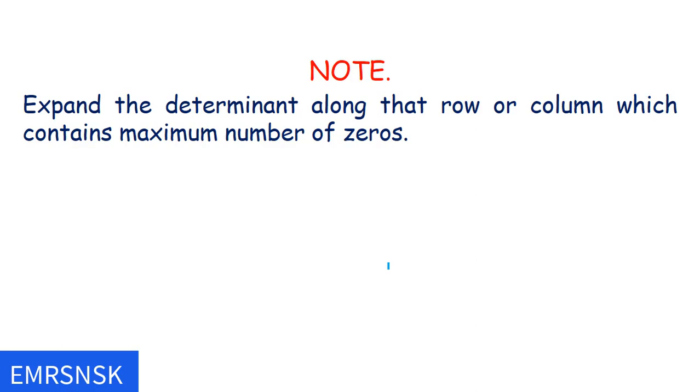So in this way you can find the determinant of a square matrix of order 3 by 3 in how many ways? In 6 ways. Either you can expand the determinant along R1, R2, R3, or along C1, C2, or C3. In all the cases you will find the same determinant value. By any one of the methods, the value of the determinant remains the same.